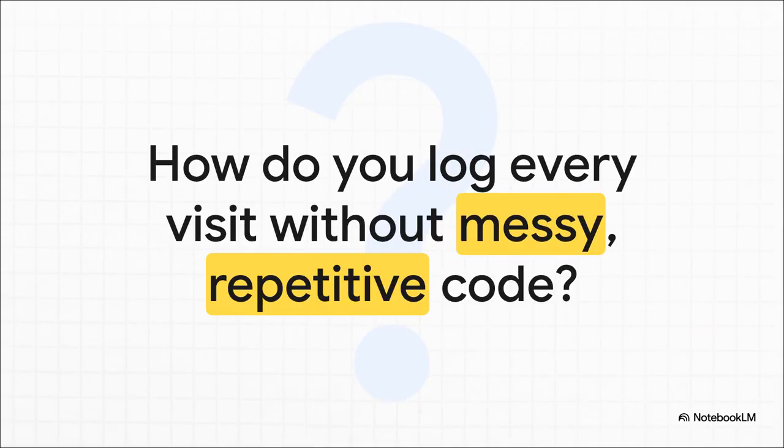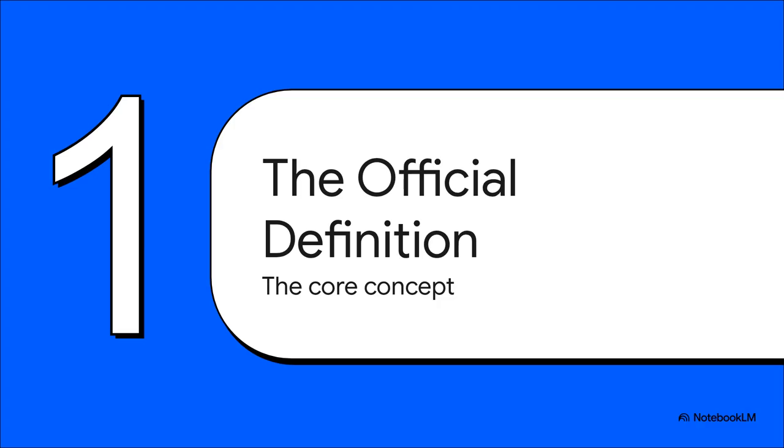So let's just jump right into a classic problem. Picture this. You're building a web app, and you need to log every single visit, every request. What's your first instinct? Probably to just drop a line of logging code into every single handler. But you and I both know that's a recipe for disaster, right? It's messy, it's repetitive, there's gotta be a better way. So how do we do this cleanly? And that better way is, you guessed it, middleware.